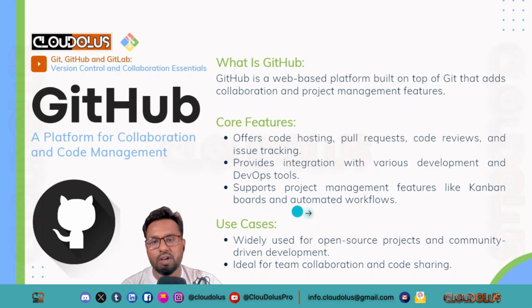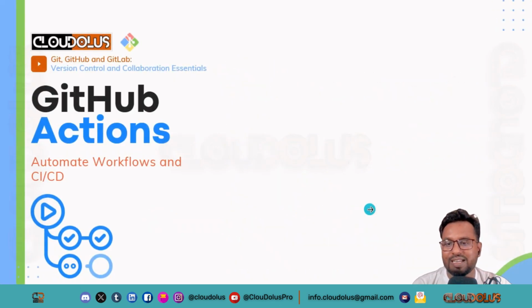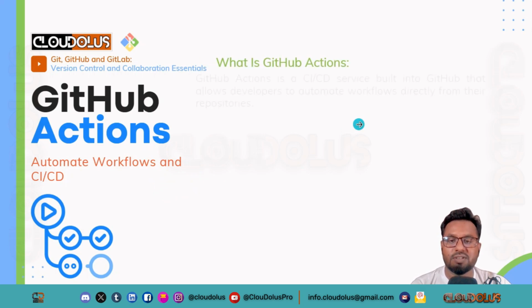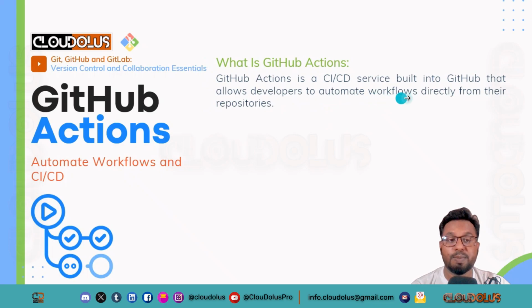Next we'll go to GitHub Actions. GitHub Actions is automated workflow and CI/CD. It is a tool for automation. What is GitHub Actions? GitHub Actions is a CI/CD service built into GitHub that allows developers to automate workflows directly from their repository. So this is GitHub Actions.